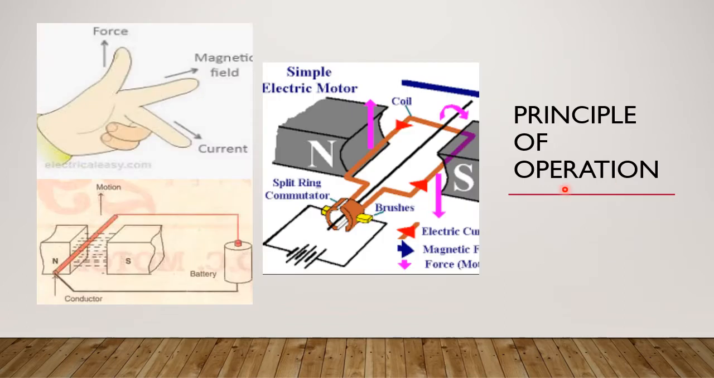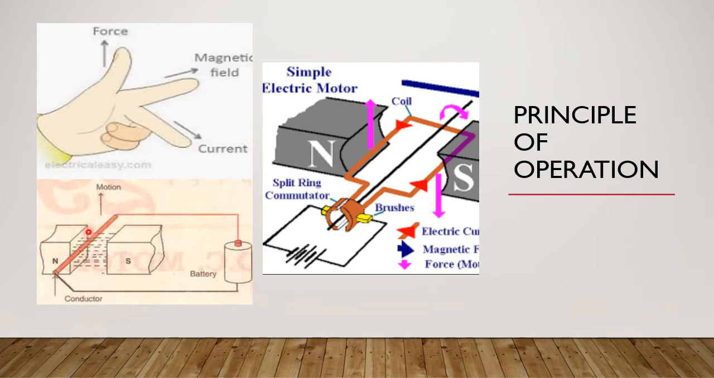And now let us see the principle in detail. Here these are the field poles N and S, so a magnetic field is created. Now this is the armature conductor. Using this battery, we are giving supply. And now when a current carrying conductor is placed in the magnetic field, it experiences mechanical force, so it starts rotating. That is the principle of motor.